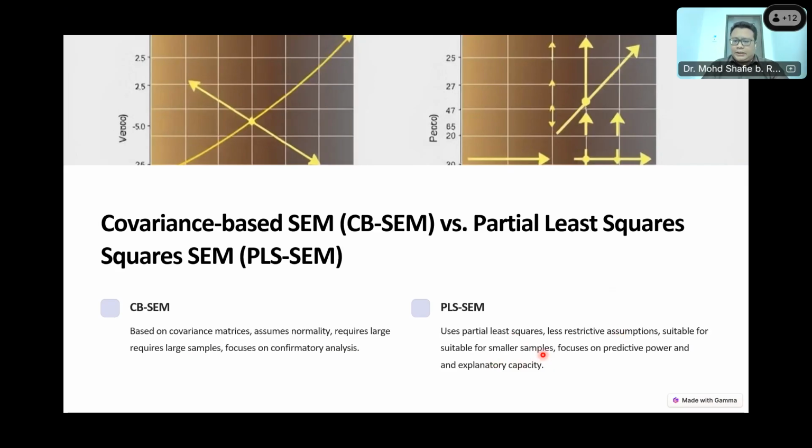So for a PhD study, I believe it is not possible to only have 50 samples for partial least square. You need at least some bigger numbers. So how to determine your sample size? You can use the Krejcie and Morgan table. It's focused on predictive power and explanatory capacity.